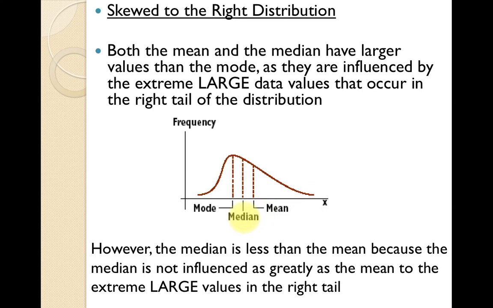The median is less than the mean because the median is not influenced as greatly as the mean by the extreme large values in the right tail. The median is still greater than the mode because it's pulled to the right somewhat, but not as greatly as the mean. The mean is more greatly affected when you have data values in the right tail.